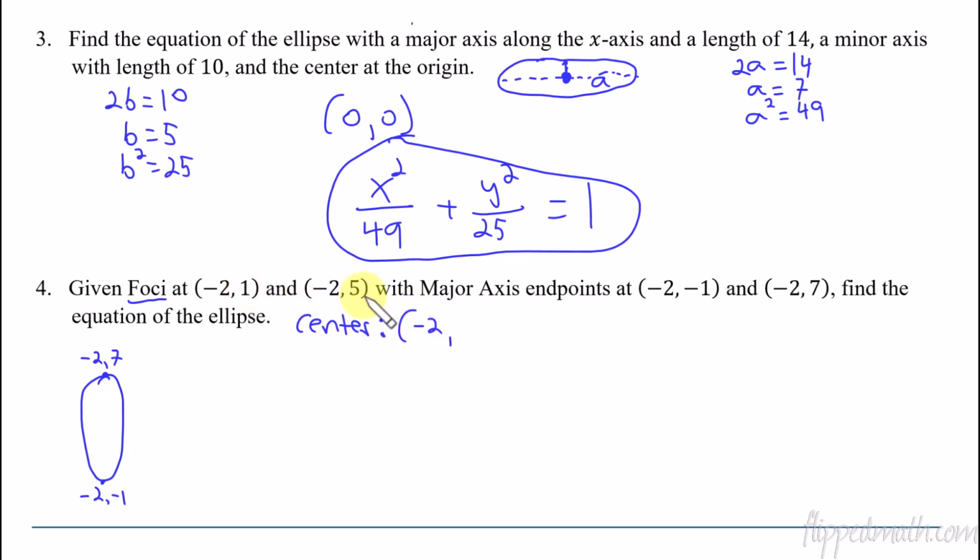So what's halfway between 1 and 5? That is 3. And if you're not sure how I got that so fast, halfway in between is the average. So 1 plus 5 is 6. Divide that by 2, you get 3. All right, there's my center.